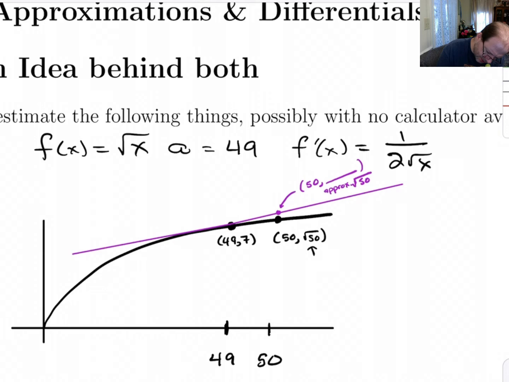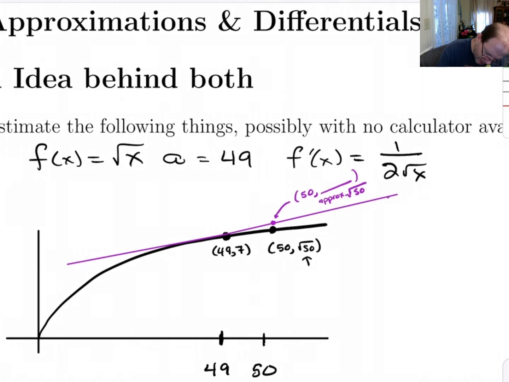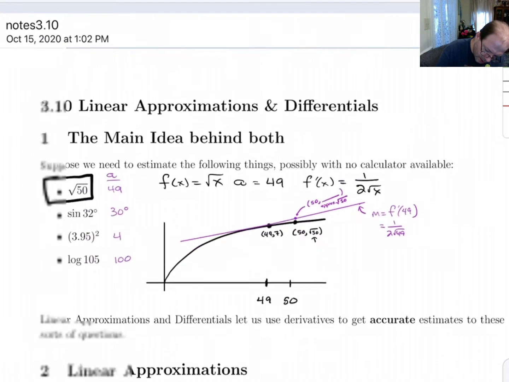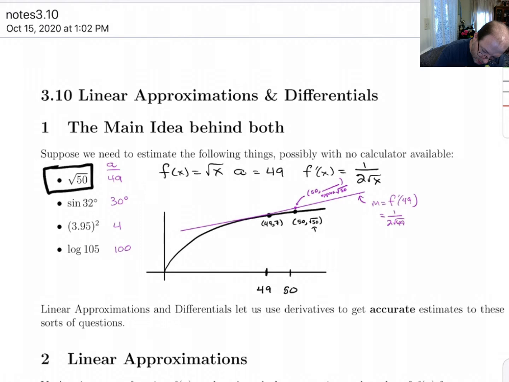All right, so what's the slope of this line? Well, let's see, the slope is going to be f prime of 49. And that's going to be 1 over 2 root 49, which is 1 over 14. All right.